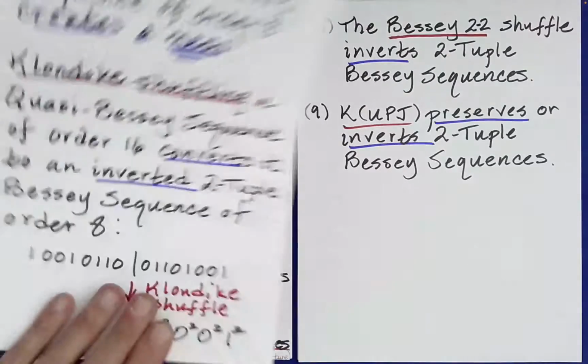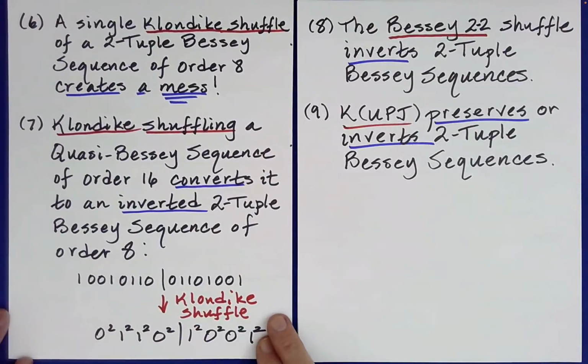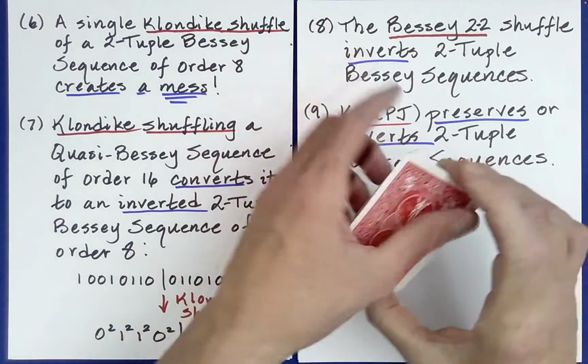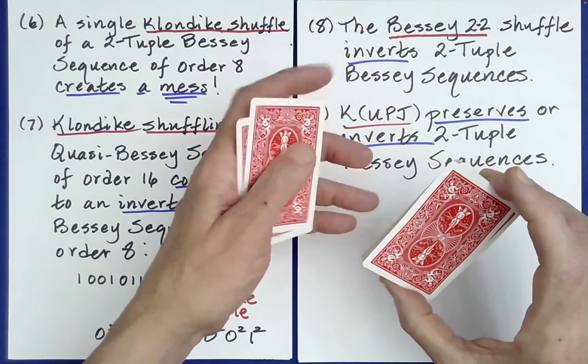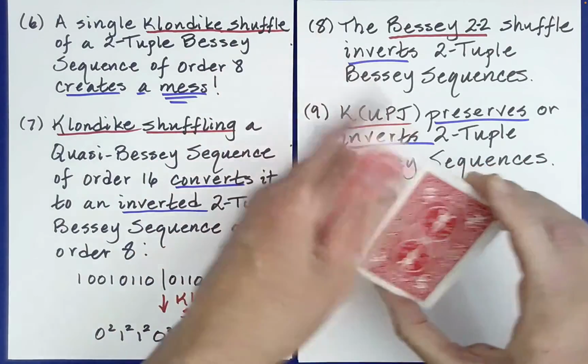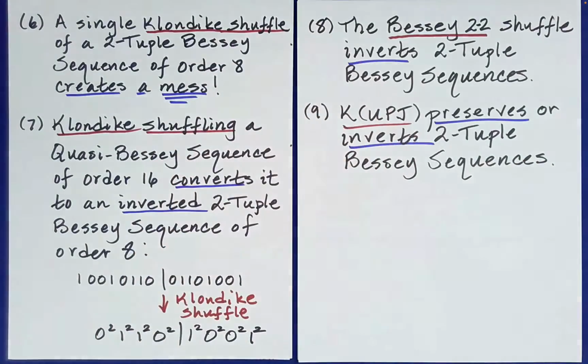Okay, and then number 8, we have the Bessie 2-2 shuffle inverts a two-tuple Bessie sequence. Okay, this is where you have a packet of cards and you take two from the top, two from the bottom, and so forth. Okay, so that's a Bessie 2-2, and it actually, in some sense, preserves up to inversion a two-tuple Bessie sequence.